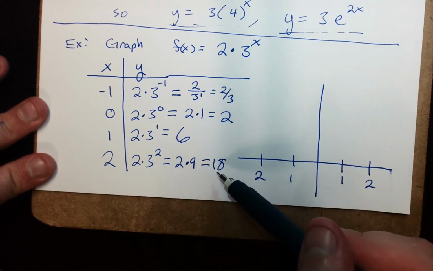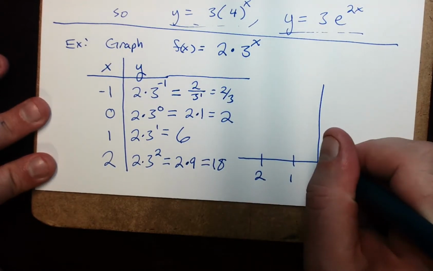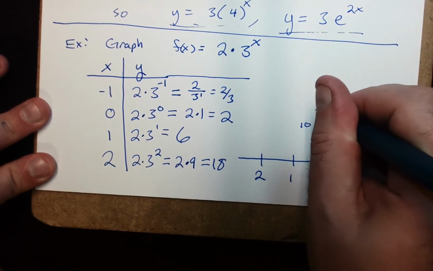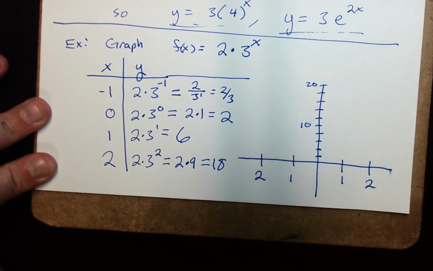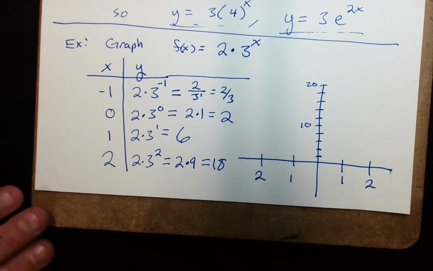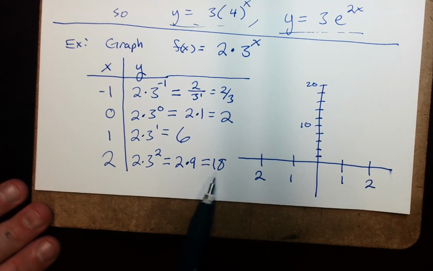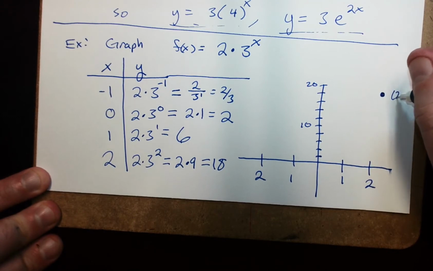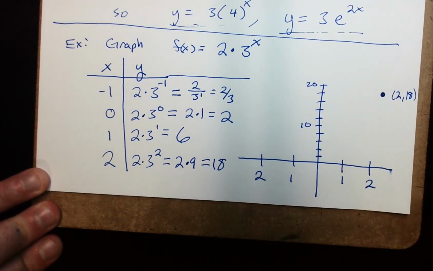So let's see here. I didn't go very far out on the x-axis. I'm going to go 1, 2, and that's it. The y values get pretty big, right? They go up to 18 here. So I'm going to go 2, 4, 6, 8, 10. Okay, so there's my graph.